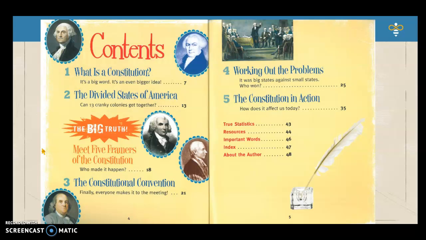Contents. Number one, what is the Constitution? Number 2, the divided states of America. Number 3, the Constitutional Convention. Number 4, working out all the problems. Number 5, the Constitution in action.